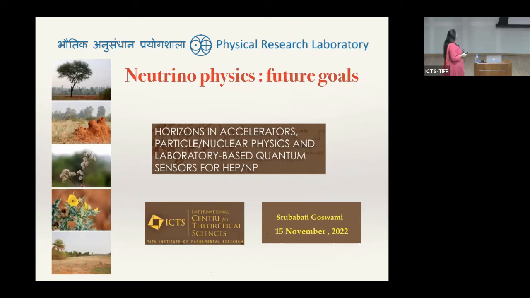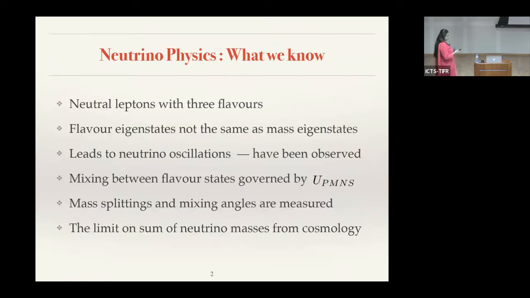So I will be talking about the future goals of neutrino physics, and this is really very diverse. The landscape is very diverse. This is the ICTS web page I saw, and this is the thing. So I will start with what we know about neutrino properties.